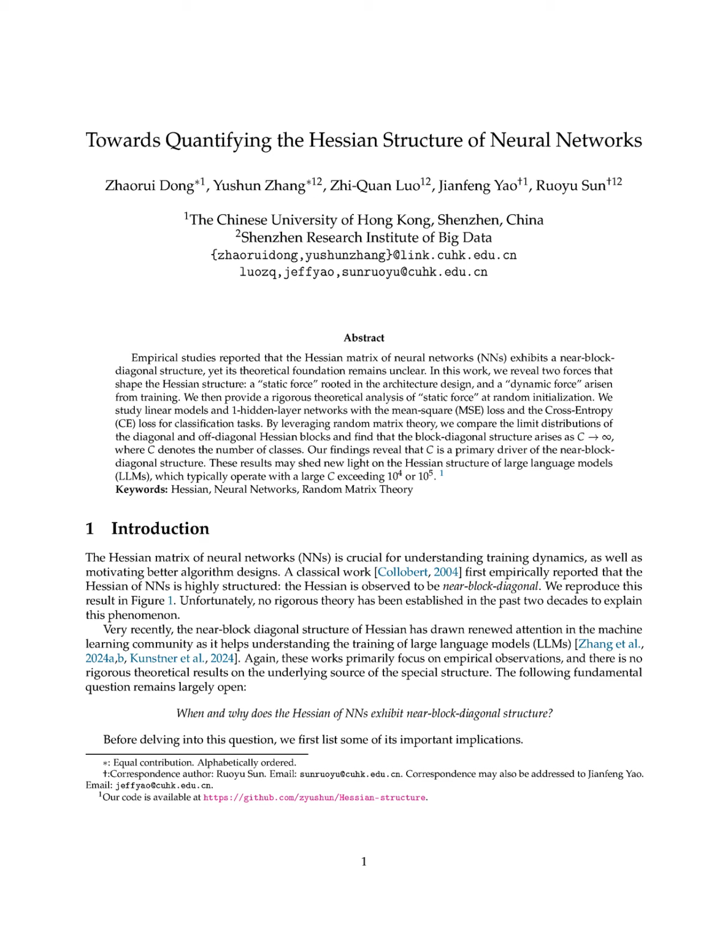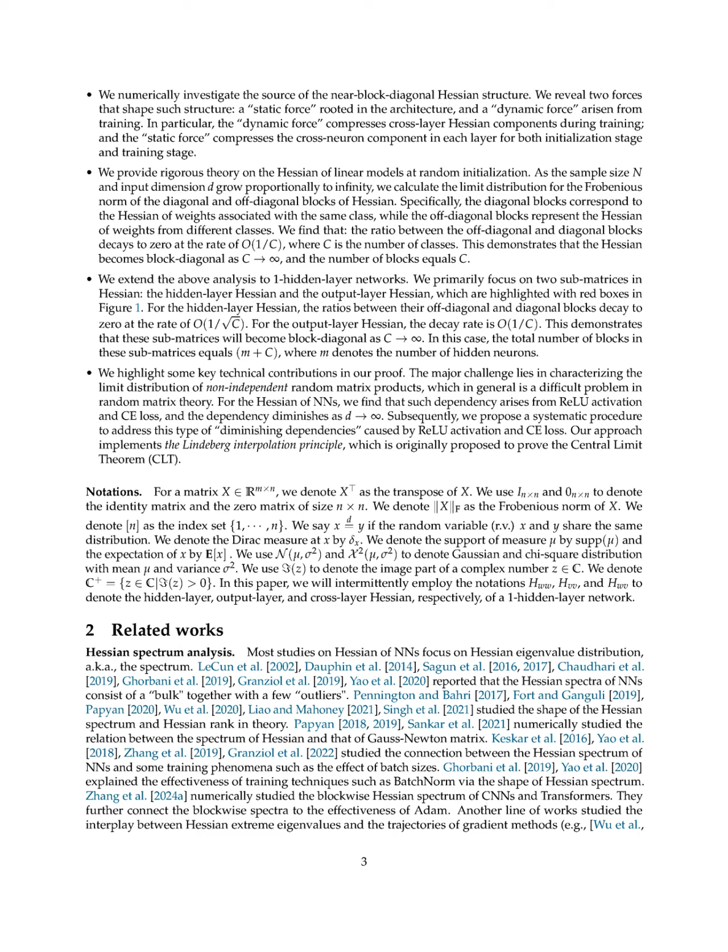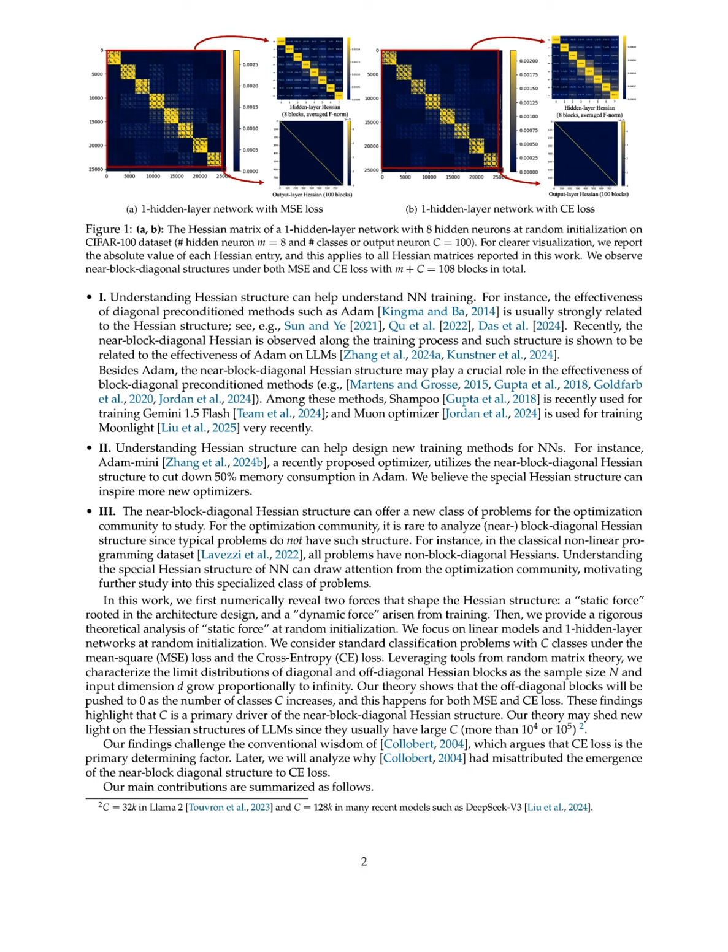To illustrate the inner workings of the proposed method, we can consider the analysis of the Hessian in 1 hidden layer networks with cross-entropy CE loss. In this case, we start by defining the hidden layer Hessian and output layer Hessian, which are derived from the network's weights and the CE loss function. The key observation is that as the number of classes increases, the off-diagonal blocks of the Hessian decay to 0 at a specific rate, leading to a near-block diagonal structure.